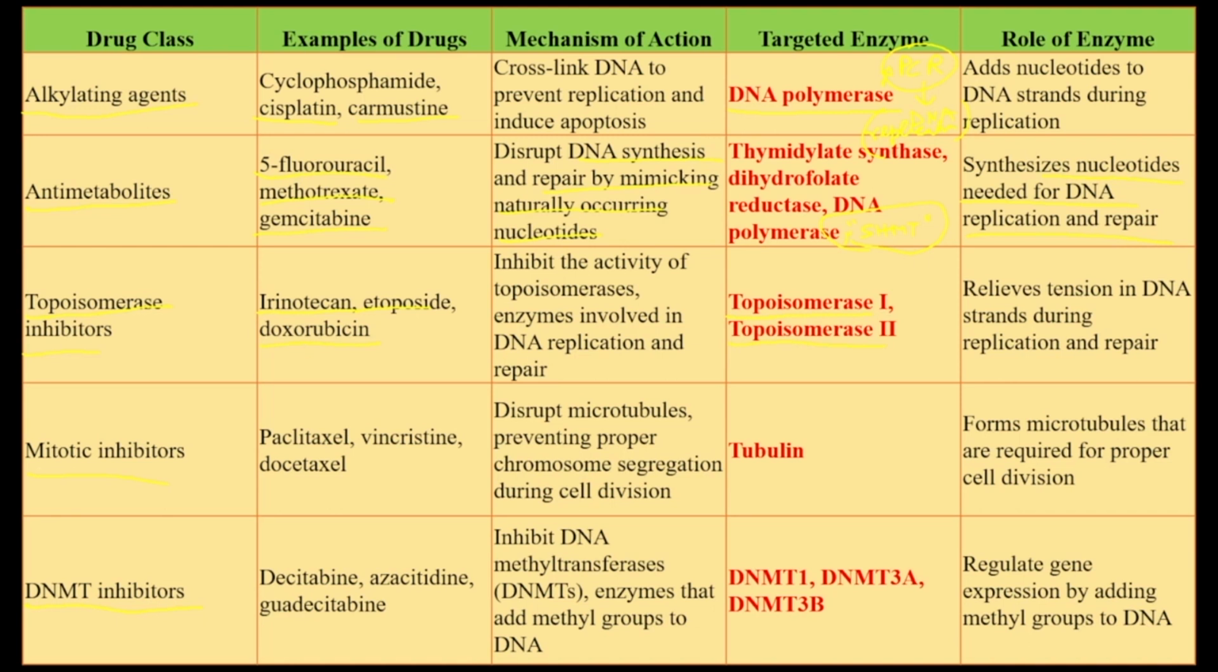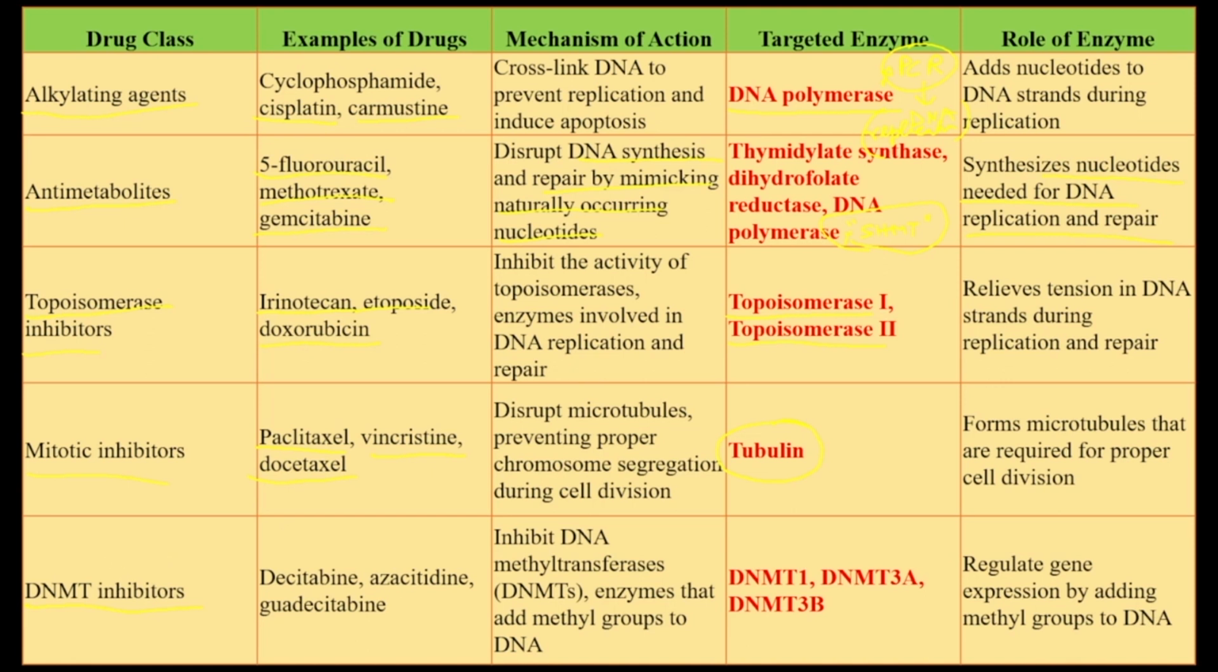Then we have the mitotic inhibitors. So paclitaxel, vincristine, and docetaxel disrupt the microtubules, preventing proper chromosomal segregation. The target molecule is the tubulin proteins, which form the microtubules that are required for proper cell division.